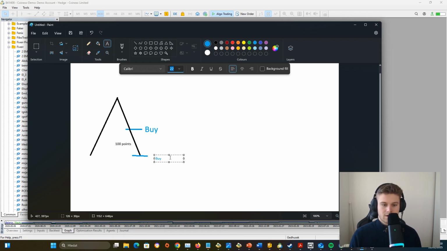Okay, so now what happens? Now we have two buy positions. One is here and one is here. The first position is 100 points in loss. This one is at 0.